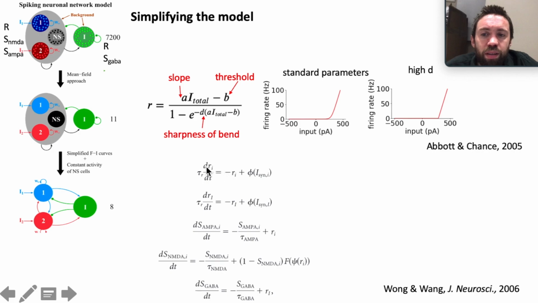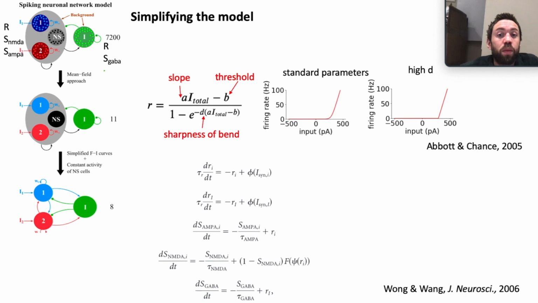The firing rates of the excitatory populations are updated using essentially the same equation as for the inhibitory cells. This phi high here is just this function here. So it takes an input current and converts it into a firing rate here. We also have the dynamical equations that we've seen before for AMPA and for GABA, and this is just a slightly simplified version of the NMDA equation with just one equation describing the NMDA dynamics now.